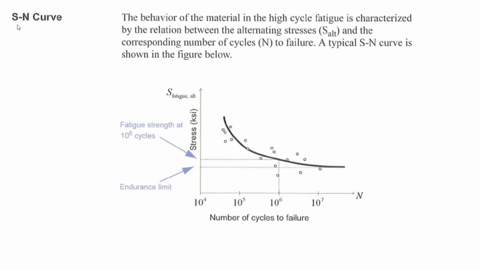Coming to the S-N curve, as I said, the behavior of the material in high cycle fatigue is characterized by the relation between the alternating stress and the corresponding number of cycles to failure. This is represented here in the graph. As you can see, this is 10 raised to 6, in the sense e raised to 7. It will be the fatigue strength of each and every material. This endurance limit, you can see, is at 10 raised to 7 cycles.